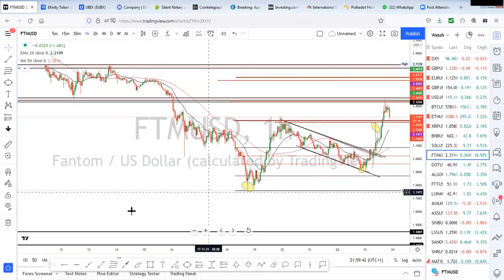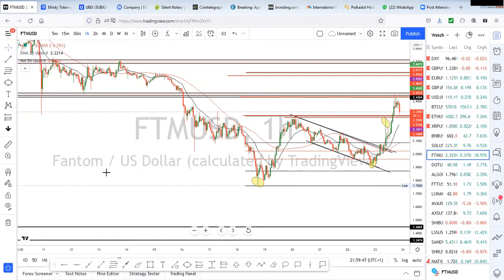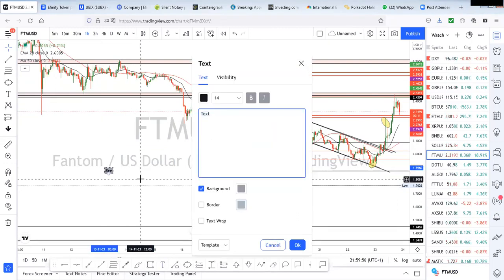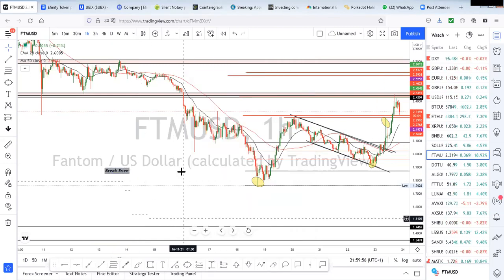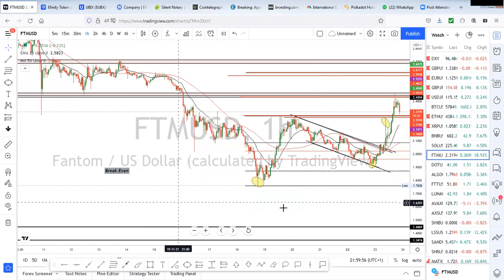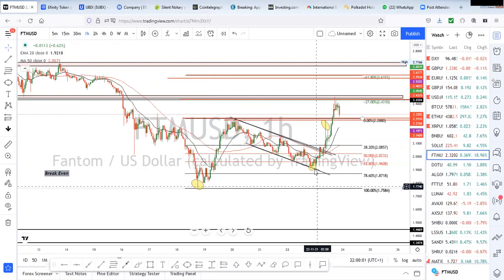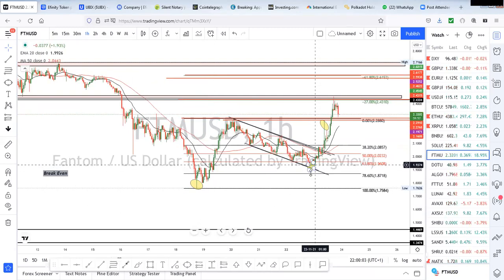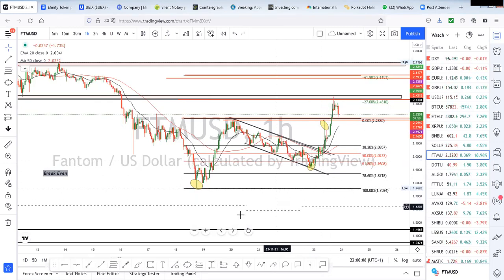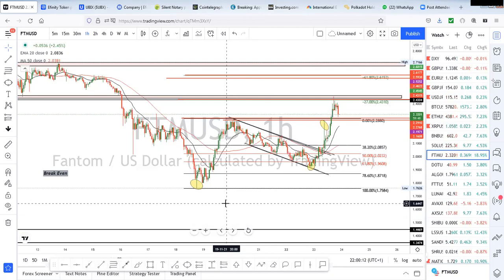I will break even. What I mean by break even, let me type it so you see it. I will break even. So what I will do is that I will set my stop loss at my point of entry. If you are trading on futures, you will see your entry point numbers. So I will use that number and put it as stop loss.